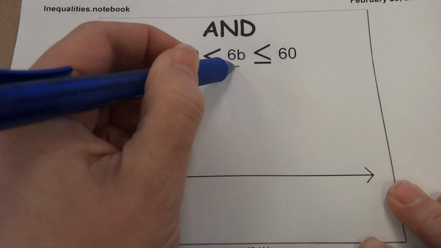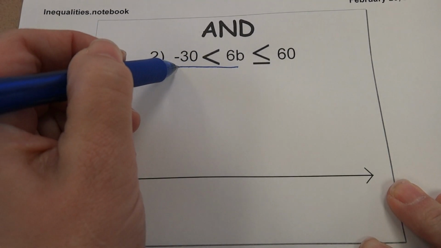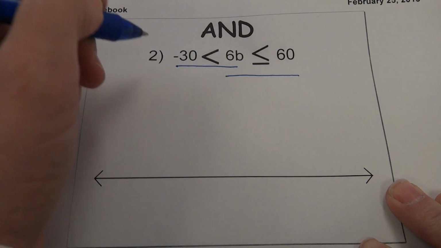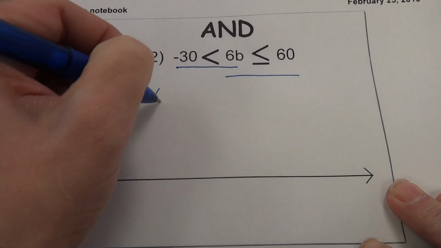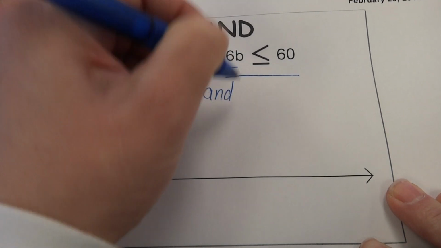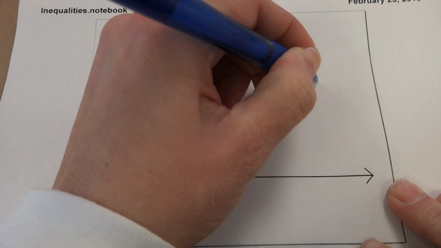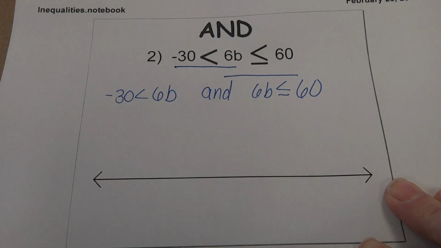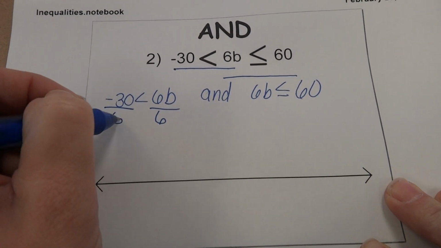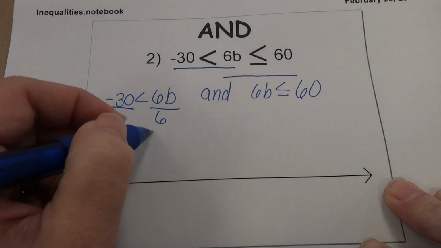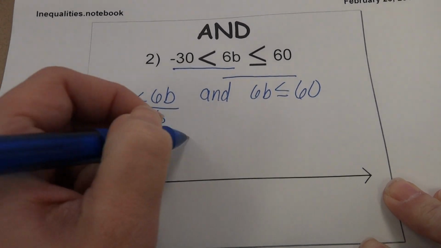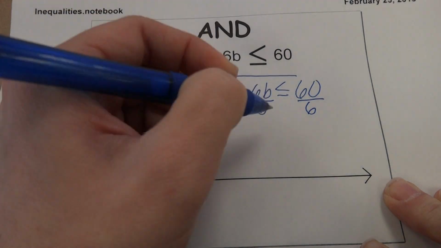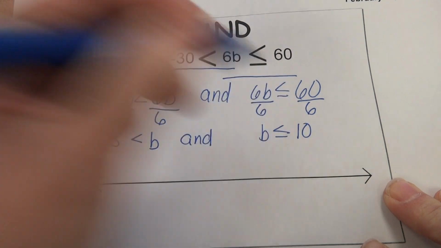We still have two inequalities. 6b is greater than negative 30 as our first one, and 6b is less than or equal to 60. So I'm going to write them separately. So I split up my inequality and put my and statement in there. Now I solve both of them. To solve the first one, I divide by 6 on both sides to get b is greater than negative 5. And I also divide by 6 on the second one to get b is less than or equal to 10.